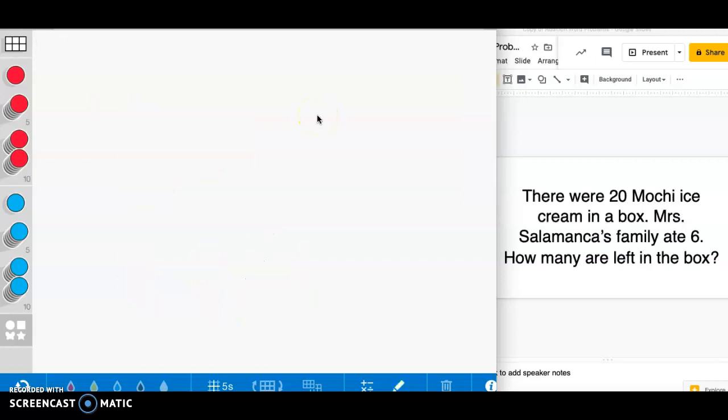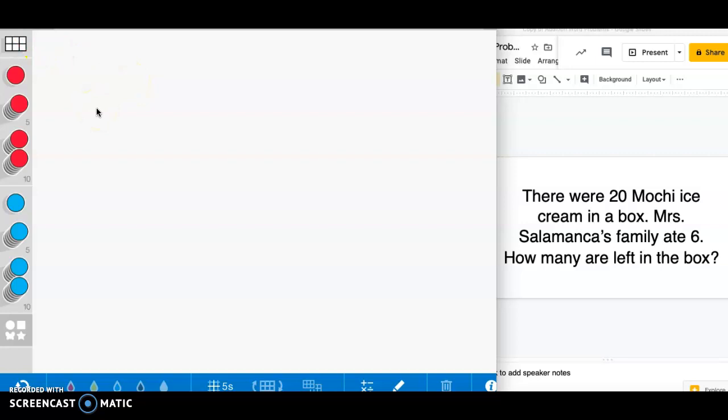Our next problem is, there were 20 mochi ice cream in a box. Mrs. Salamanca's family ate 6. How many are left in the box? So listen to this one more time because you're going to do this by yourself. There were 20 mochi ice cream in a box. Mrs. Salamanca's family ate 6. How many are left in the box? So you're going to pause the video, solve the problem, and don't forget your number sentence. Unpause the video after you have solved it.